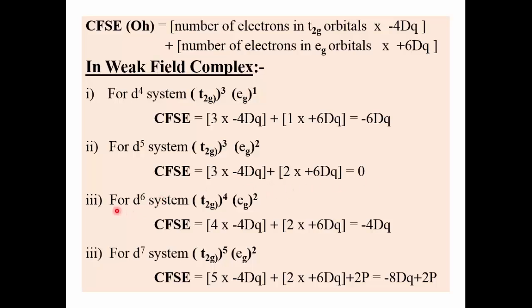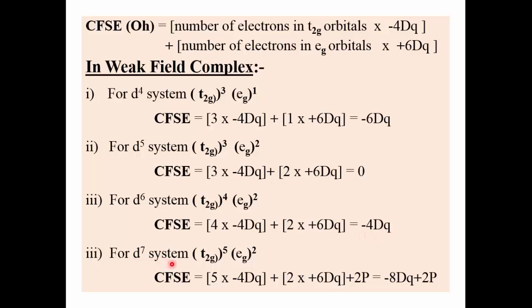The system becomes stable. For the d6 system, t2g contains 4 electrons and the eg orbital contains 2 electrons. Hence 4 into minus 4 Dq, that is minus 16 Dq, and 2 into plus 6 Dq for the electrons in the eg orbital, so 2 into plus 6 Dq becomes plus 12 Dq. Hence the subtraction shows that this is minus 4 Dq.